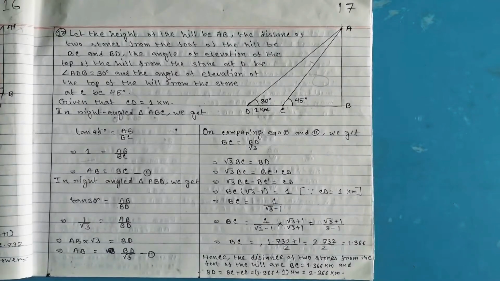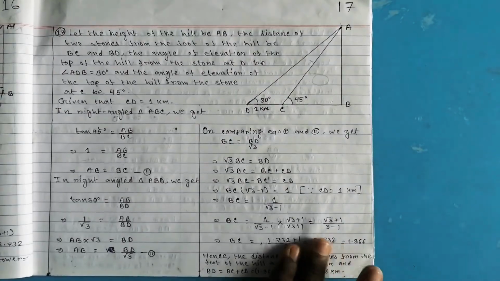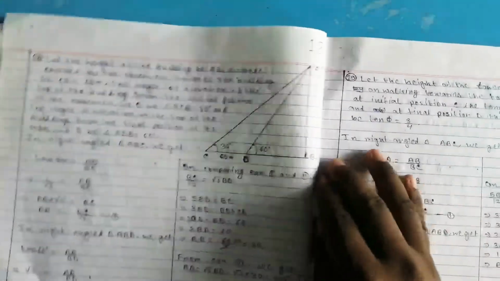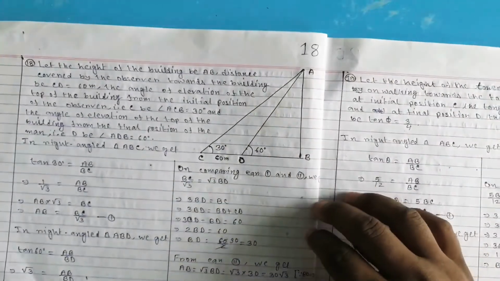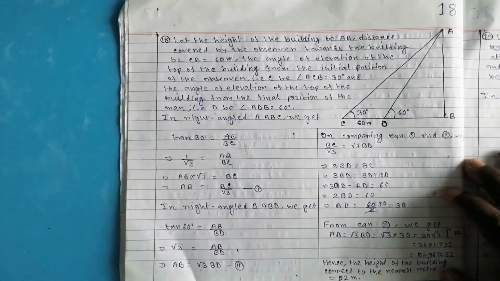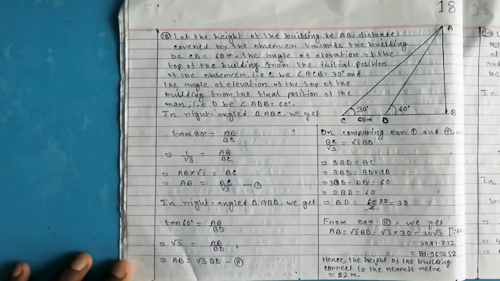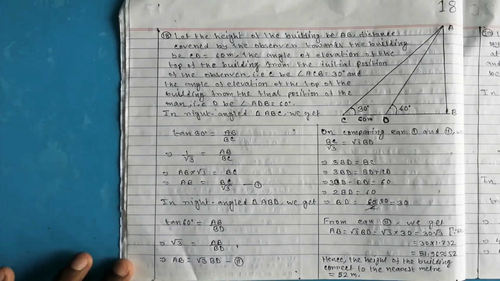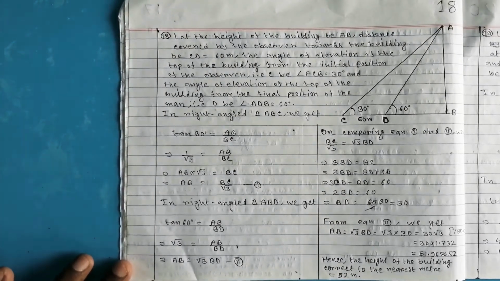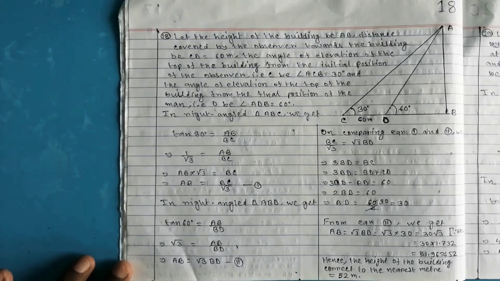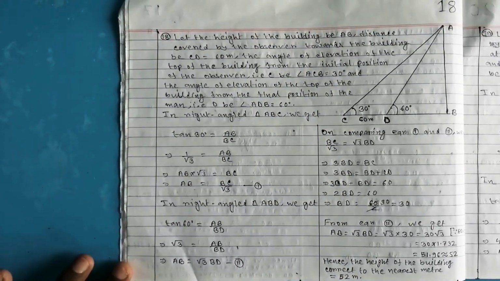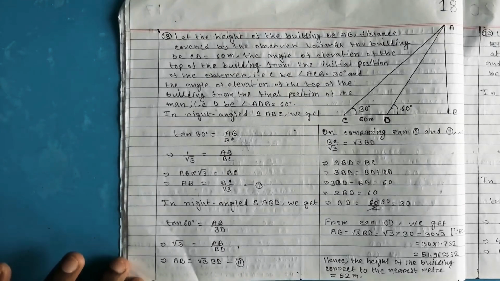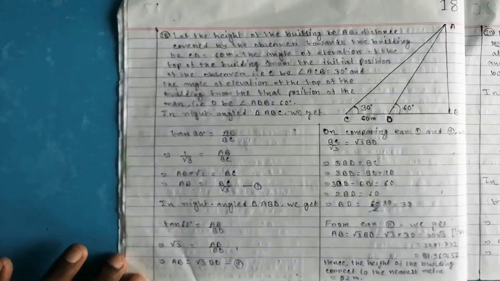Now come to the next question, that is question number 18. Read the question number 18. A man observes the angle of elevation of the top of the building to be 30 degree. He walks towards it in a horizontal line through its base. On covering 60 meter, the angle of elevation changes to 60 degree. Find the height of the building correct to the nearest meter.